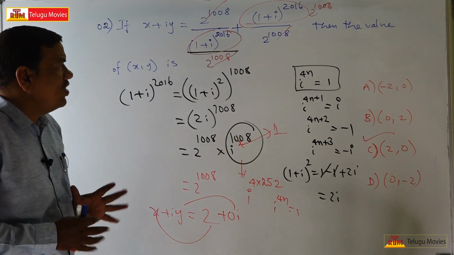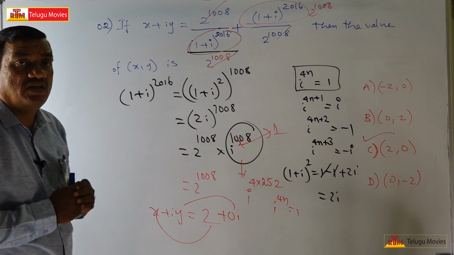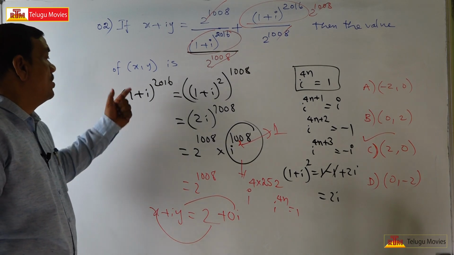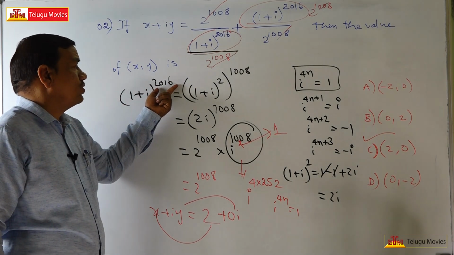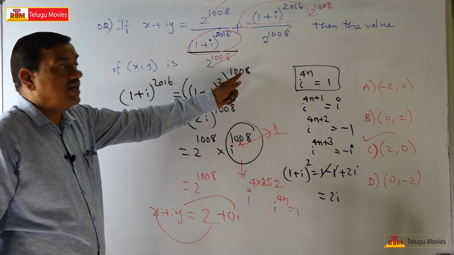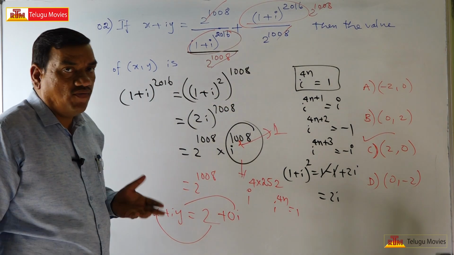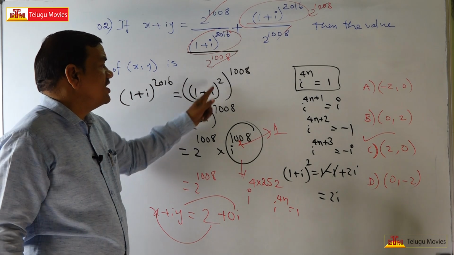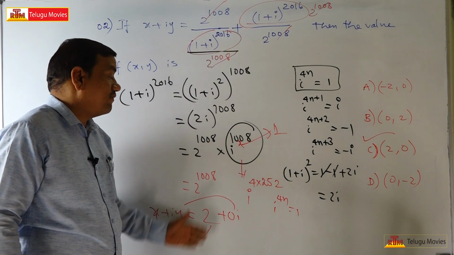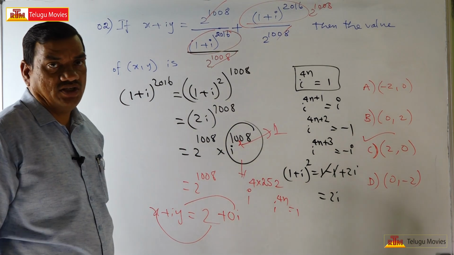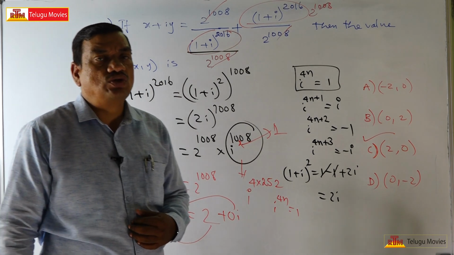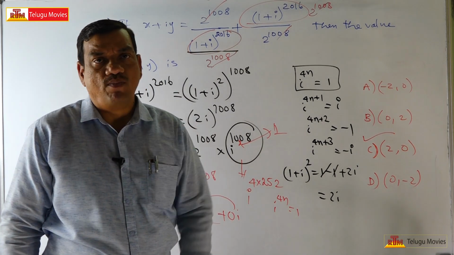Now the only thing you have to remember to solve this problem is that (1 plus i) whole power 2016 is (1 plus i whole square) power 1008, and 1008 is a multiple of 4. Clearly (a plus b) whole square will become 2i. Afterward the problem is very easy. I hope that you understand this solution. Let us go for the next problem.